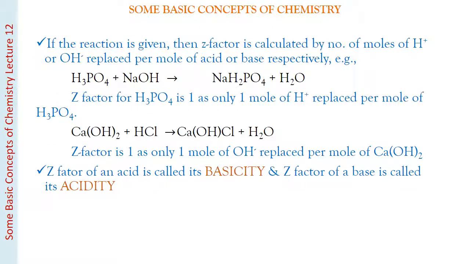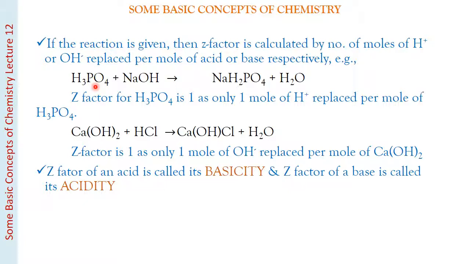Now if a reaction is given, then the Z factor is calculated by the number of moles of H ions or OH ions replaced per mole of the acid or base respectively. So what do I mean by that? If you see H3PO4 plus NaOH, what would you say the Z factor for H3PO4 is? You've just now learned that it is 3.